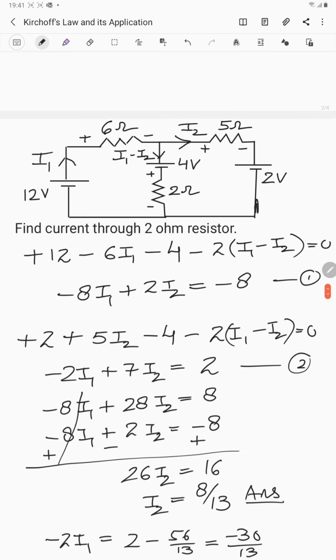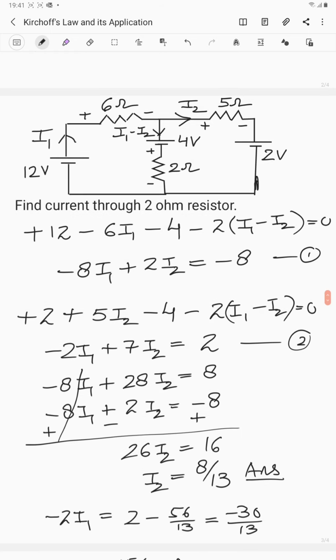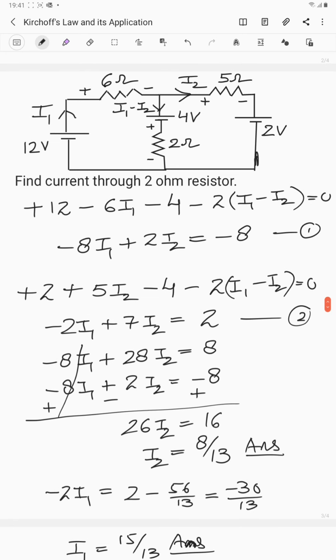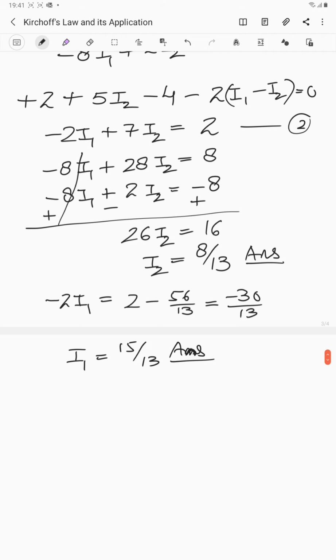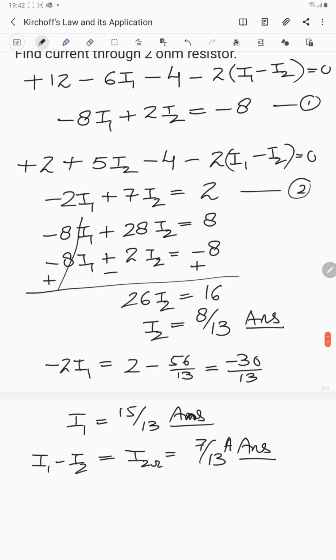What is the question? In the question it is asking the current flowing through the 2 ohm resistor. So what should be the current flowing through the 2 ohm resistor? We have to answer I1 minus I2. Right now we are able to answer I1 and I2. So what should be I1 minus I2? Is that the current flowing through the 2 ohm resistor? So it is 7 by 13 ampere. So that is the final answer of the question.